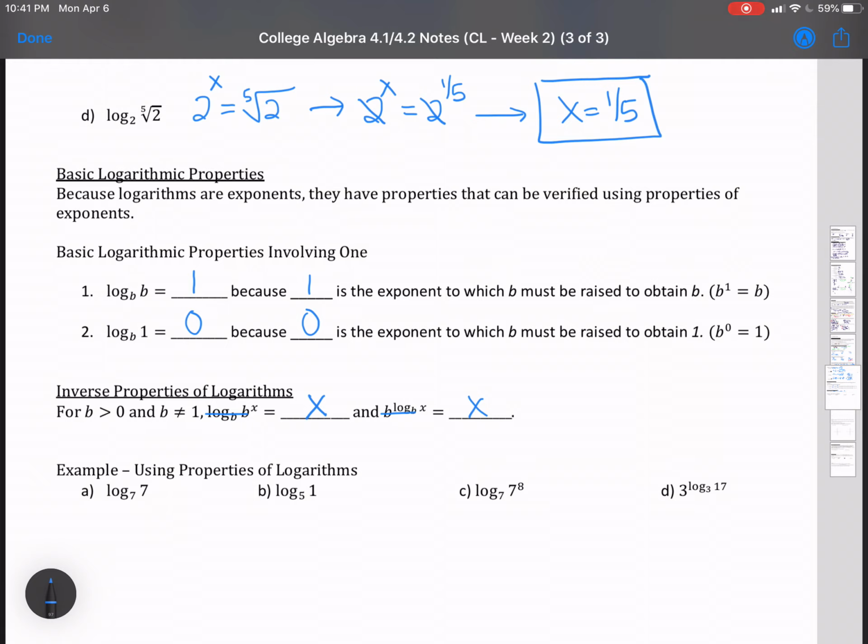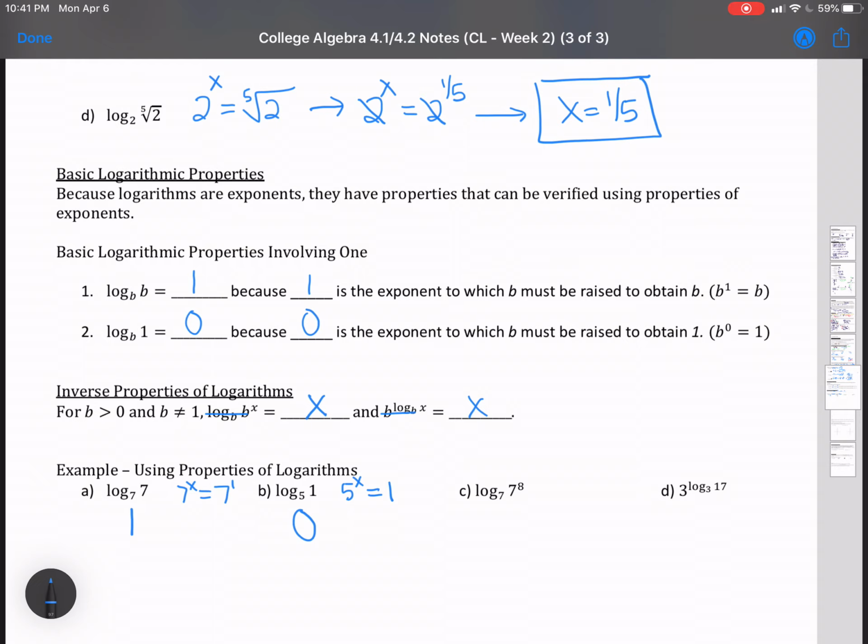So if we apply those in evaluating our logarithms, log base 7 of 7: whenever these two numbers are the same, that just tells us it's 1. Because if you need to rewrite it, 7 to the x power equals 7, which means x would have to be 1. Log base 5 of 1, if you need to rewrite it, we have 5 to what power equals 1, which tells us 0.